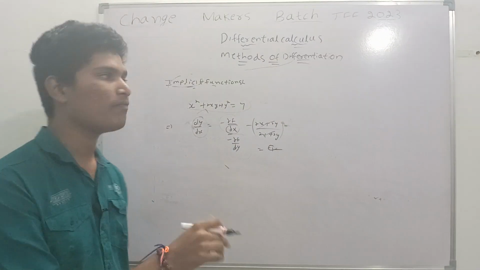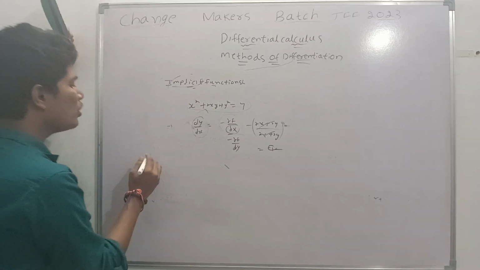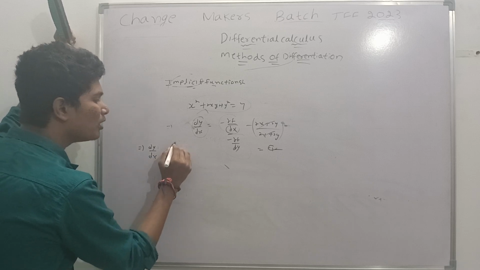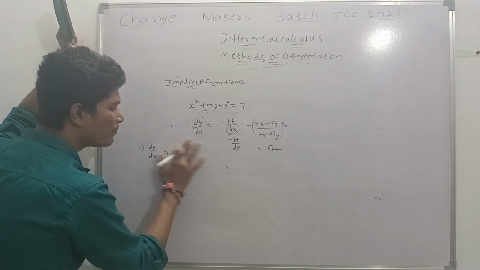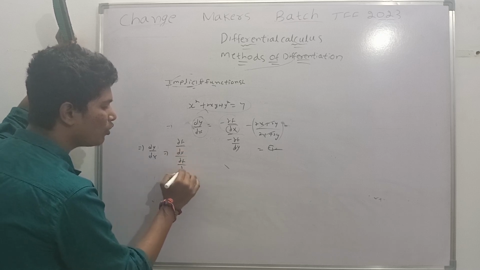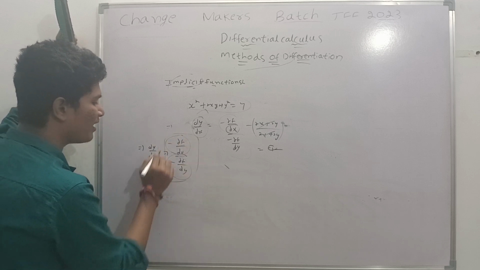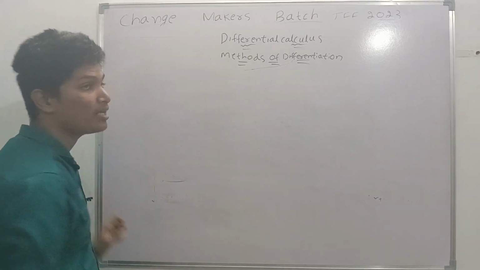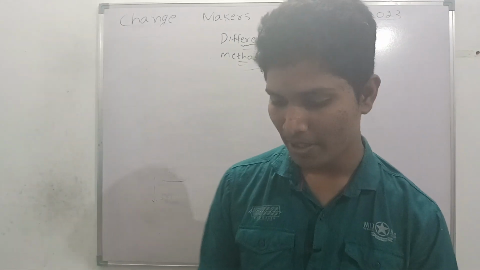If you know that it is implicit, you have to apply it like this. Suppose you are asked to find dy by dx. You have to find dou f by dou x, and divide by dou f by dou y, with a minus sign. This is the implicit function differentiation rule, not differentiability. It is differentiation. There's a huge gap between them.